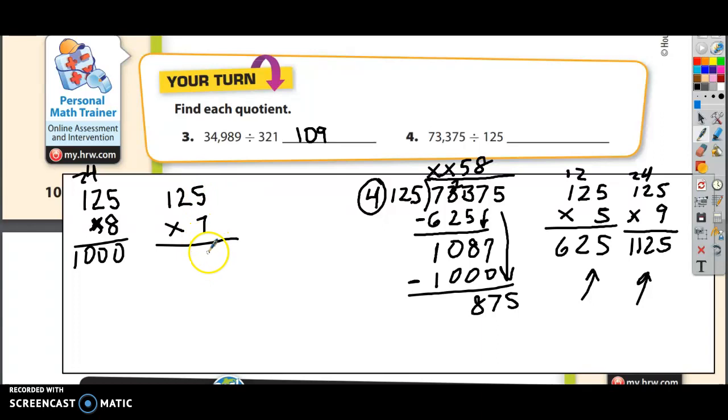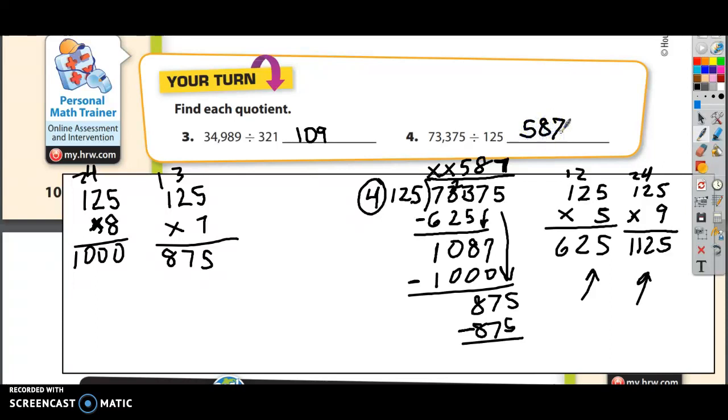7 times 5 is 35. 7 times 2 is 14, plus 3 is 17. 7 times 1 is 7, plus 1 is 8. I get 875. That was my guess right off the bat. So the answer is 7. I get 875. So my quotient is 587.